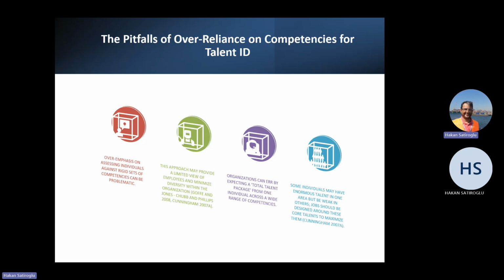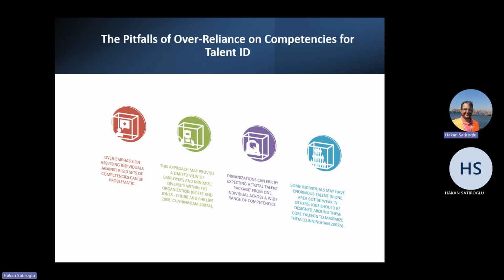Competencies provide a valuable framework. Rigid adherence to those competencies can stifle innovation and limit the potential. I hope it is clear. So talent is kind of bringing those competencies into the organization, but sticking with those competencies might not be helpful.